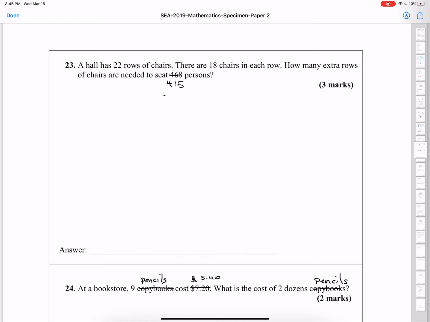Never read your question only once. Read your question at least twice, and you break it up into chunks. A hall, right, I know what a hall is, has 22 rows of chairs. Can't you see the 22 rows of chairs in your mind? This is what you have to see.